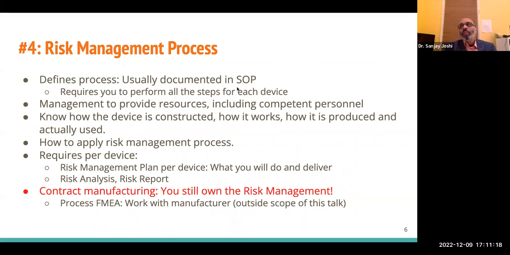Now, when we talk about manufacturing, there is one interesting aspect called a process FMEA, failure mode effects analysis, that basically analyzes what failures could happen during the process of manufacturing. And this is where you need to work with the manufacturing body. It could be either within your company or a contract manufacturer, and that is outside the scope of this talk. But I wanted to just highlight that there is one aspect of risk that you have to consider for contract manufacturing.